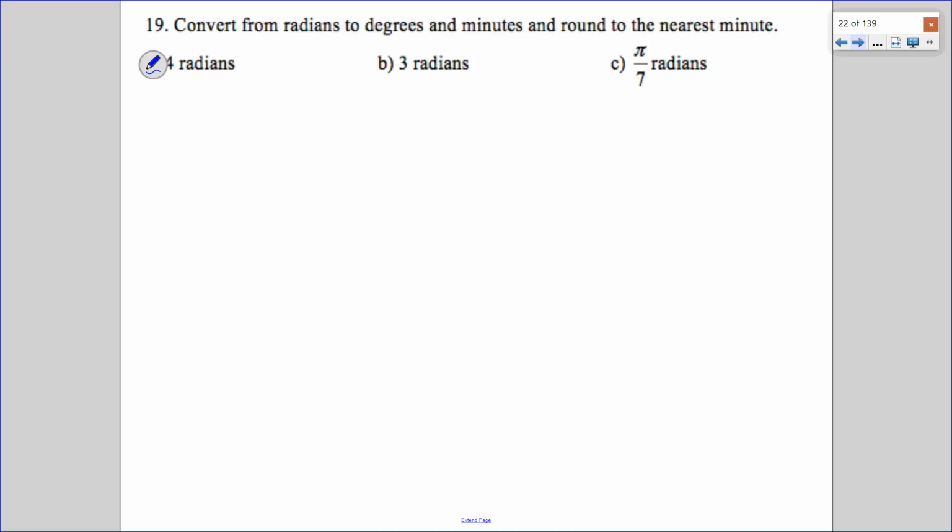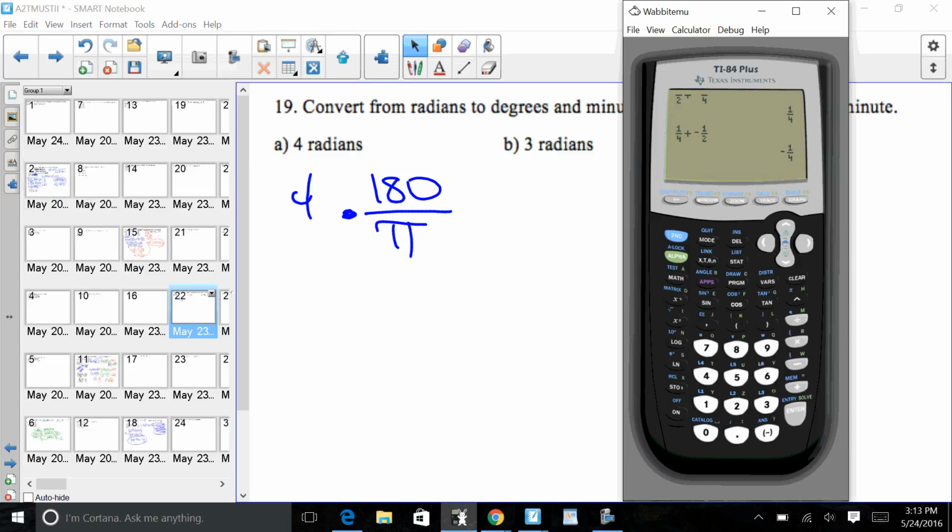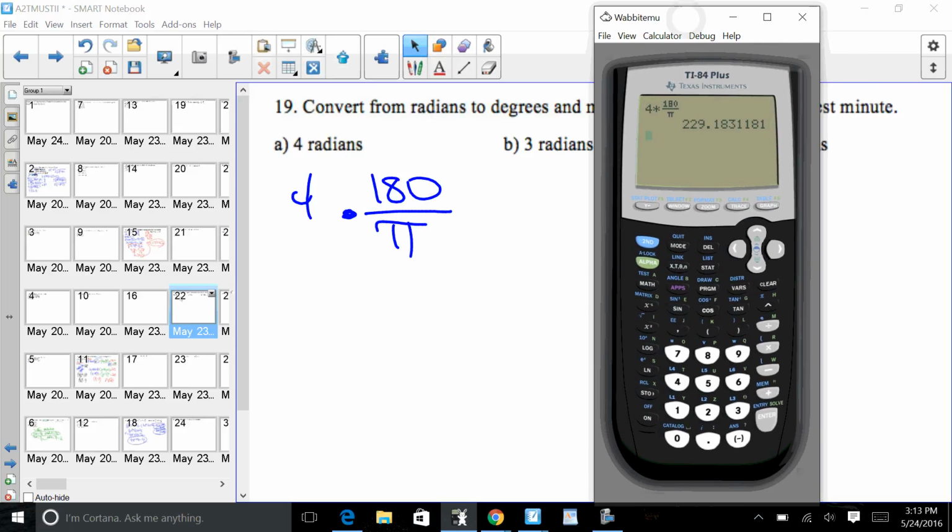19, to convert from radians to degrees. If I'm converting to degrees, 180 goes on top, pi goes on bottom. 4 times 180 over pi. Go to my calculator. 4 times 180 over pi. Now, it wants my answer to the nearest minute. So to convert to the nearest minute, I hit second angle, option 4, DMS, enter.